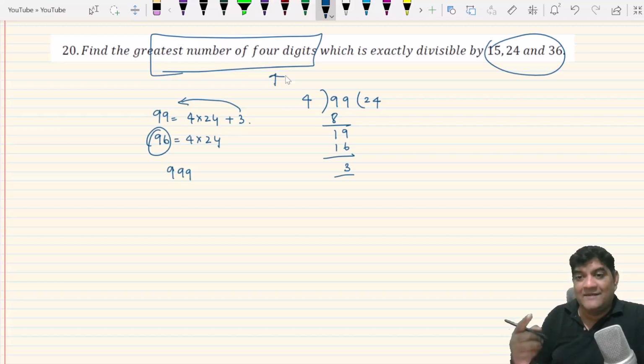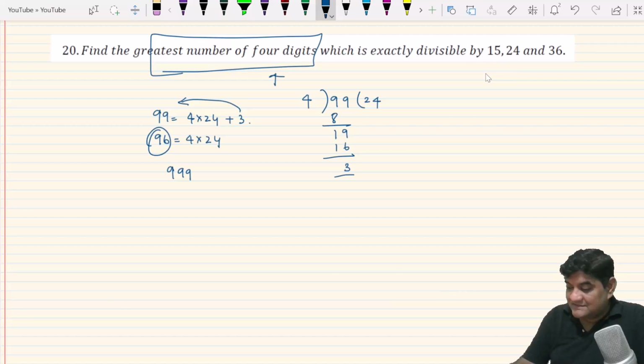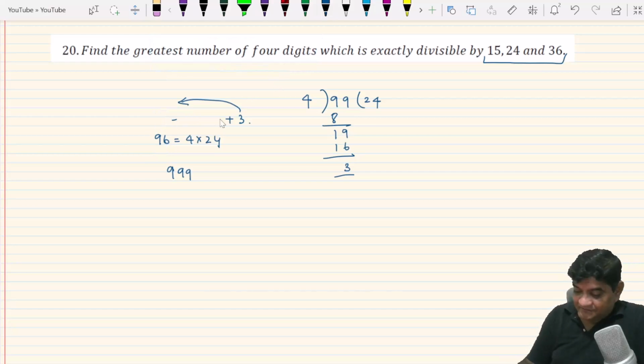But what is that number that we're going to divide by is decided by this concept: I'm looking for a number which is divisible by 15, 24 and 36. Now, what is that number? Is it lesser than 15, 24 and 36 or a greater number? Obviously, it's a greater number. In this case, it's going to be the LCM. So let me first find out the LCM.